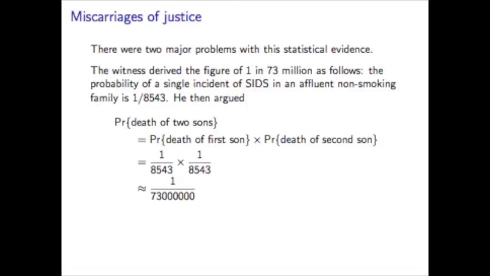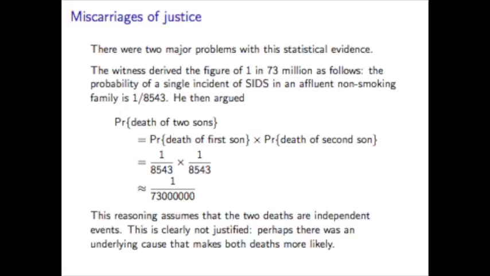As you can probably guess, there were some very significant problems with the statistical evidence in the Sally Clark case. The first such problem concerns the figure of 1 in 73 million. The expert witness derived it in the following way. He first of all noted that the probability that an infant boy will die of SIDS in an affluent non-smoking household is 1 in 8,543. Therefore, the probability that both sons will die of SIDS is equal to the probability that the first son will die multiplied by the probability that the second son will die. That's 1 over 8,543 times itself, or approximately 1 over 73 million.